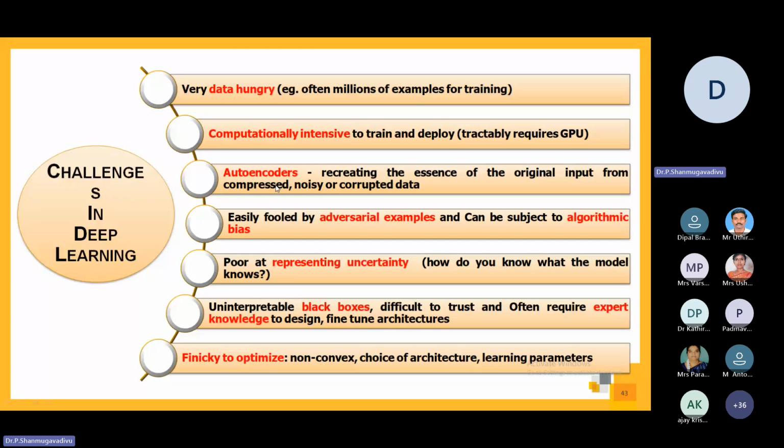Then it's poor at representing uncertainty. When the data size is very small, the model may not work well. Then uninterpretable black boxes. We do not know how it is working. Then there will be lesser scope for us to modify and make it perfect. Then it is finicky to optimize. Non-convex, right? And the choice of architecture and learning parameters also means designing a new one, right?